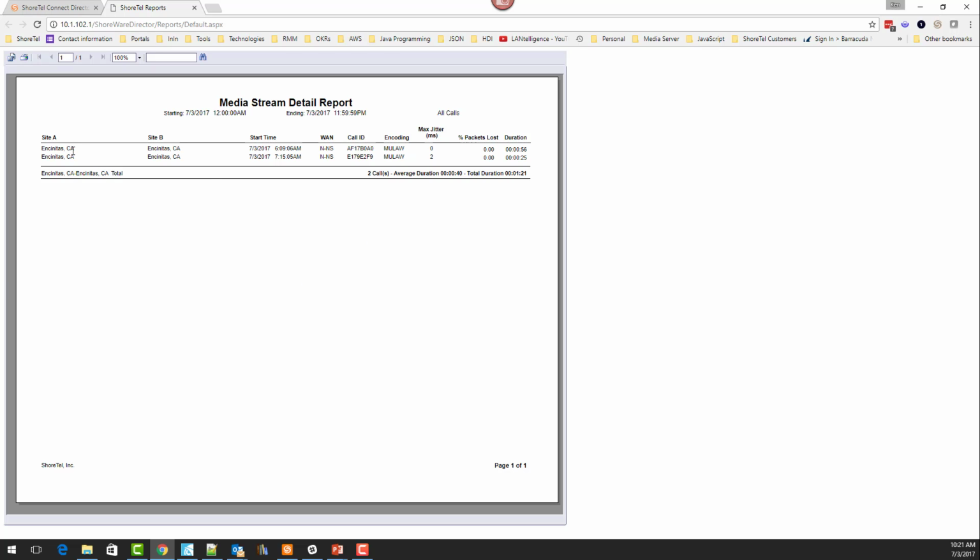So for instance, right now we're looking at 2 calls today between 12 a.m. and today is the 3rd, yep. And what we see is this is the call between Encinitas and Encinitas. And we take a look at the calls, jitter, packet loss, duration. So we got a WAN media stream report that is running today and shows that we've got 2 calls in total. All right, so you can run those reports.